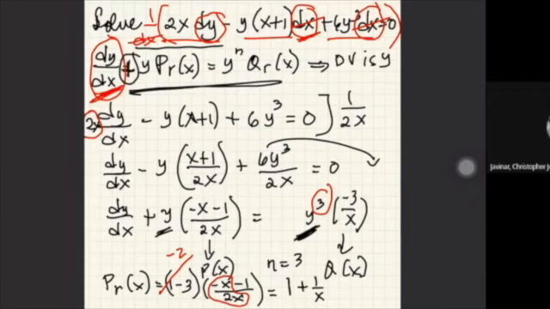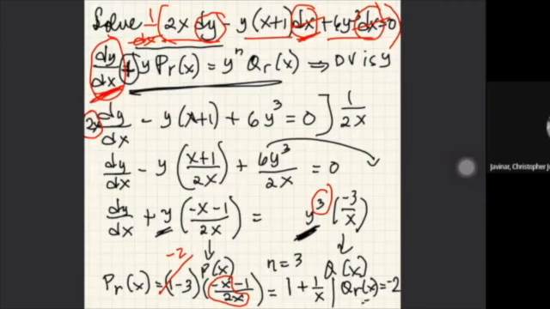Okay. Sundan niyo ako? Opo, ma'am. Okay. So that's your PR of x. Meaning to say your PR of x is 1 plus 1 over x. Now let's use this to solve for our integrating factor. By the way, your QR of x here, QR of x equals negative 2, that's 1 minus 3, no? Times what, class? Times negative 3 over x.